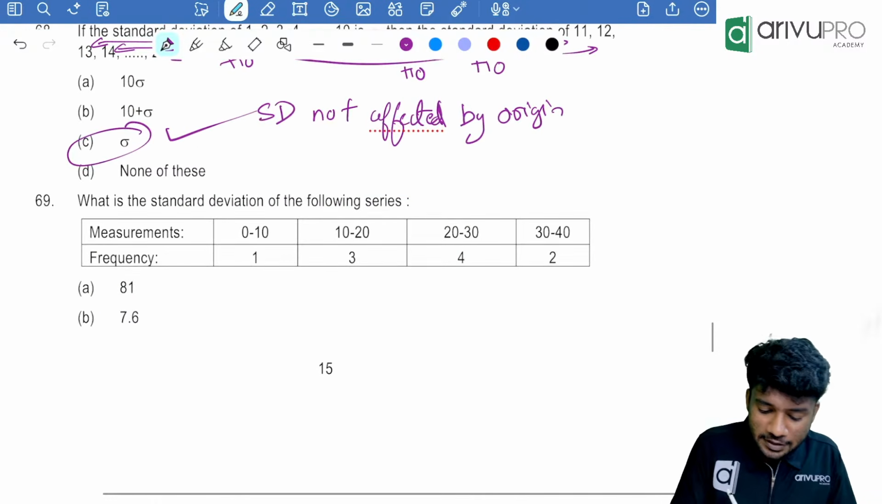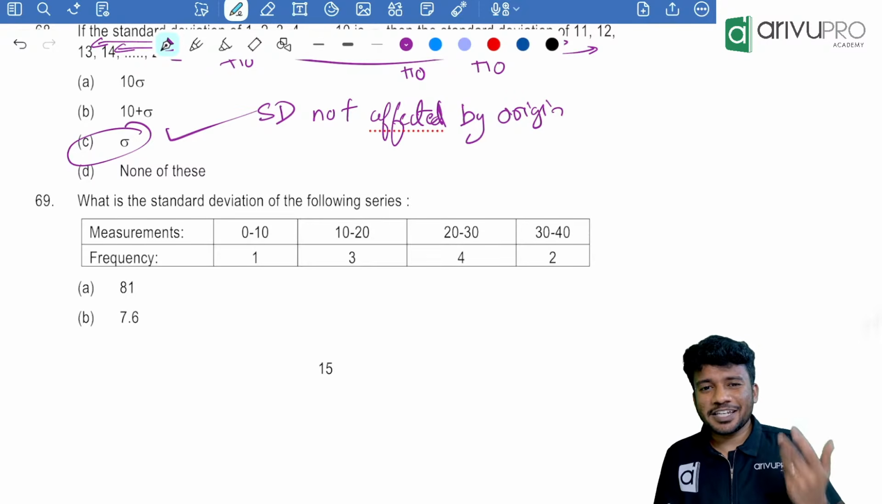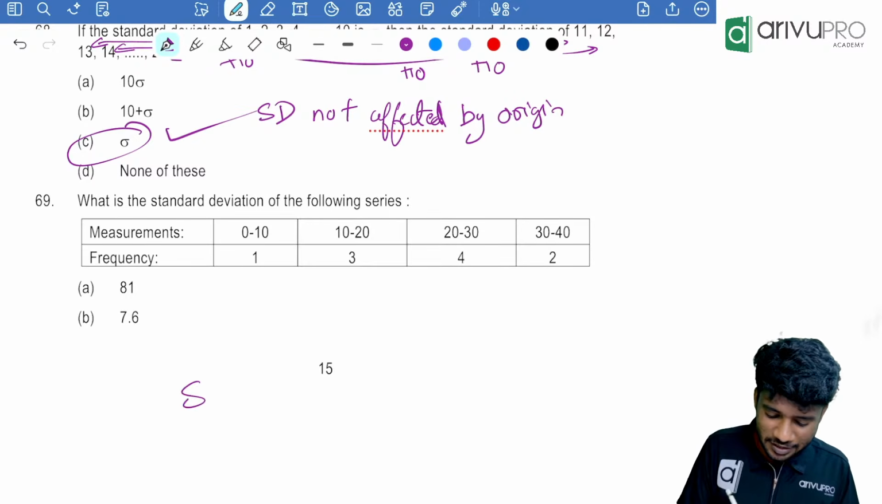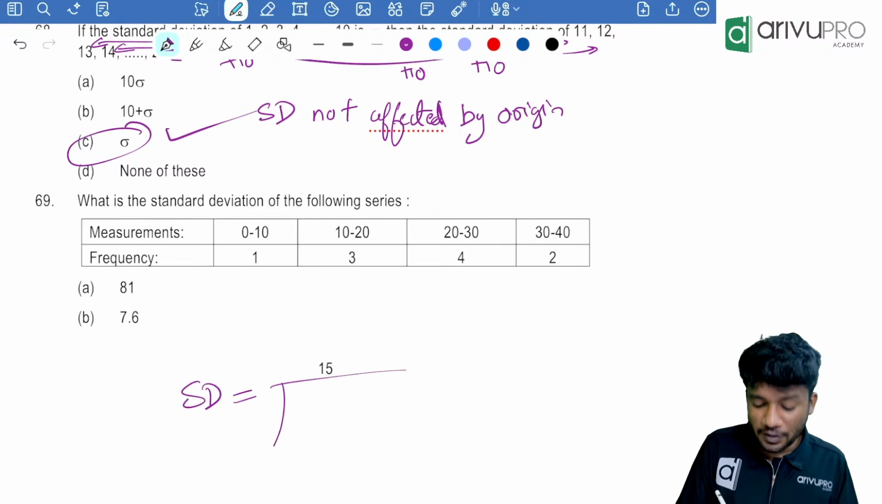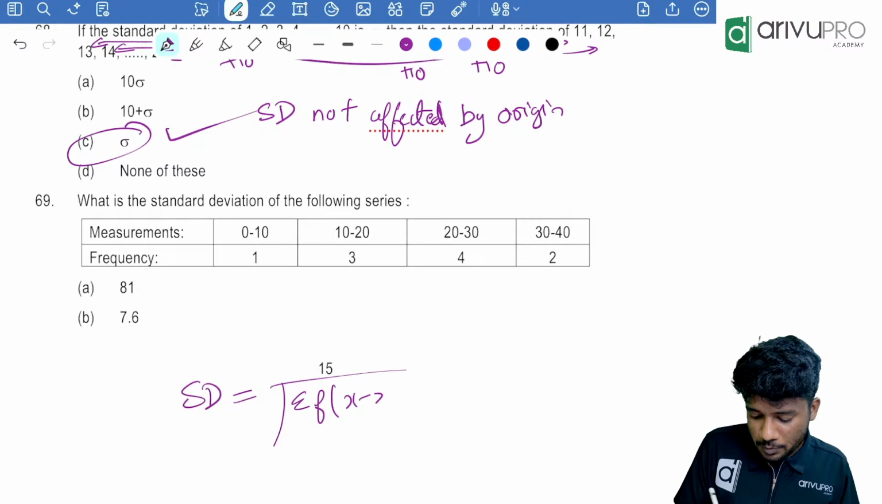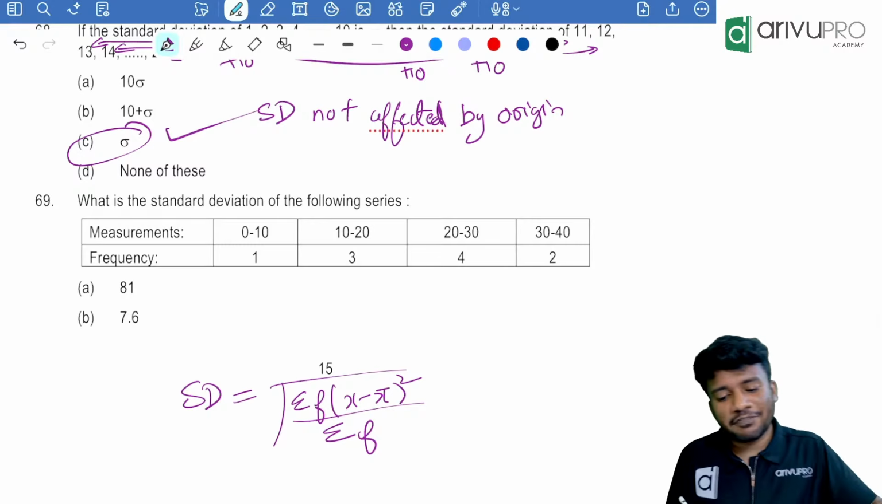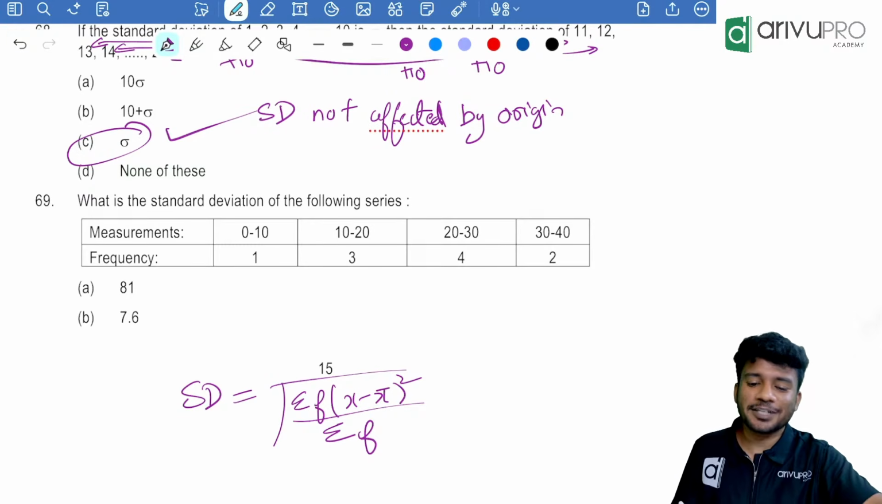Next one. What is the standard deviation of the following series? We need to use the formula for standard deviation. Standard deviation is what, people? Root of, since it is class interval based data, you will put sigma f into x minus x bar, the whole square, divided by sigma f. You should do it, and accordingly you should get me the answer.